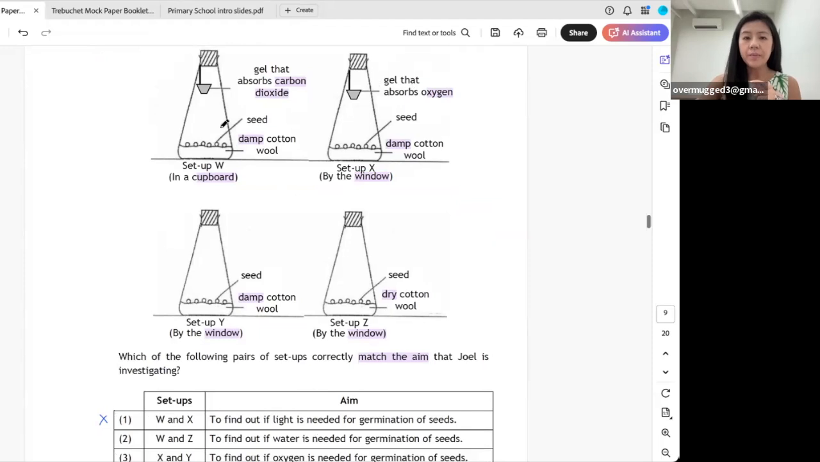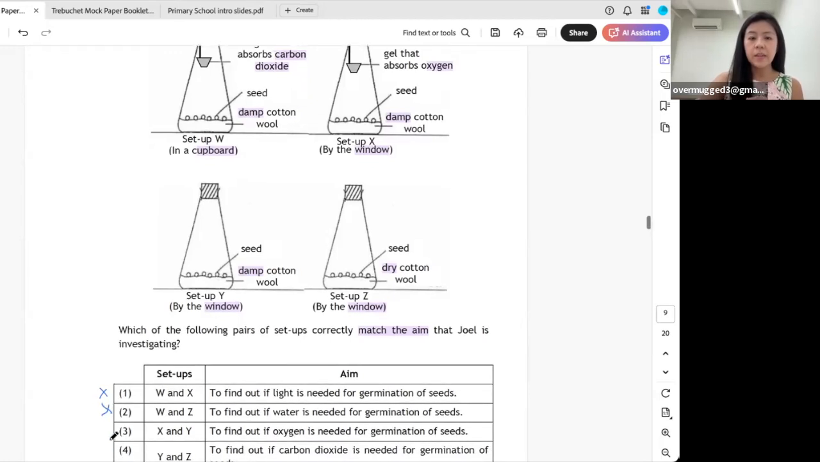For W and C, again, you have more than one change variable. There's a gel that absorbs carbon dioxide. There's no gel. There's damp cotton wool, there's dry cotton wool. They are placed in different locations. So you cannot use this to find out if water is needed.